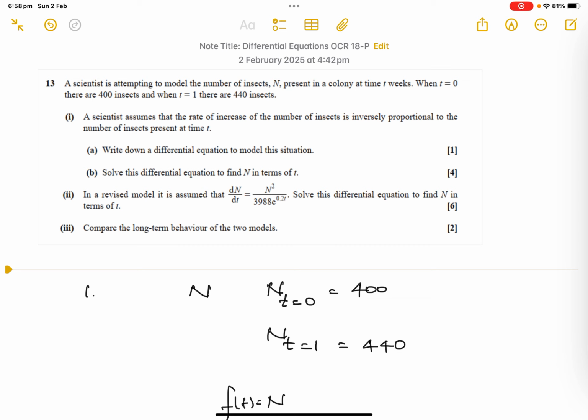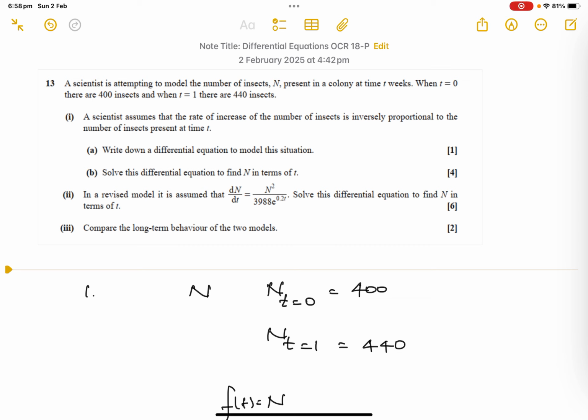A past question on differential equations is an Oxford and Cambridge past question. A scientist is attempting to model the number of insects n present in a colony at time t weeks. When t equals 0, there are 400 insects, and when t equals 1, there are 440 insects.